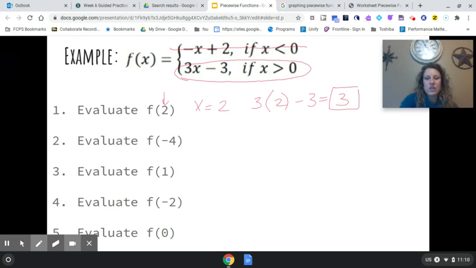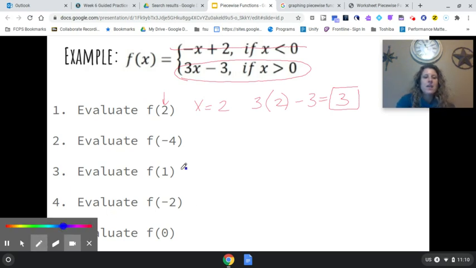Okay, I'm going to switch colors for this next example. So this next example is going to be in blue. It's asking us to evaluate f of -4. So again, I need to see, well, what domain does that fall under? Is it x is less than 0 or x is greater than 0?